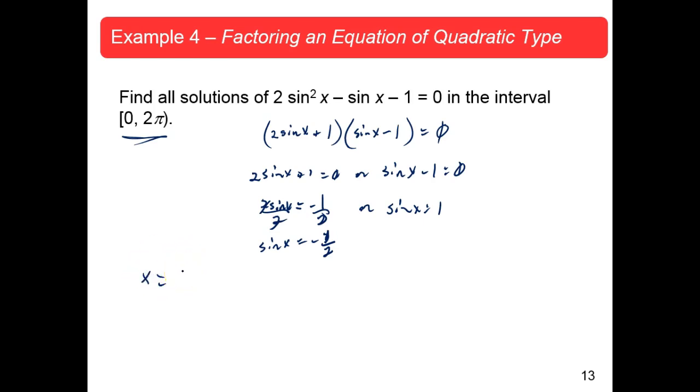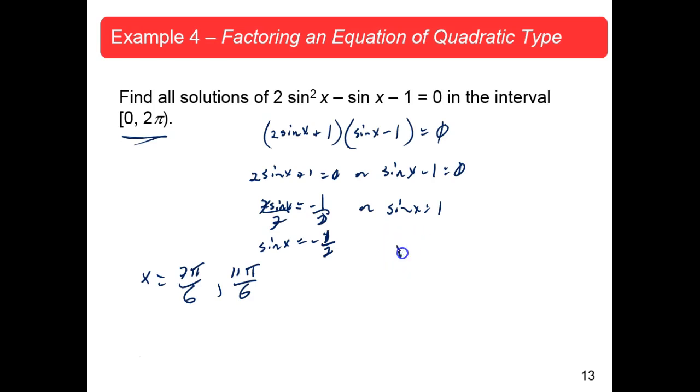Any thoughts on that? Where is sine x equal to negative 1/2? 7 pi 6 is certainly one of them. Okay. Any others? 11 pi 6 was another one. And those are both between 0 and 2 pi, and those are the only 2 that will work there, so we're finished with those. How about this, where sine x is equal to 1?